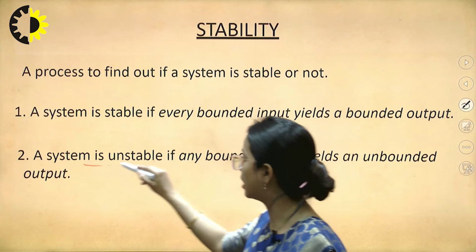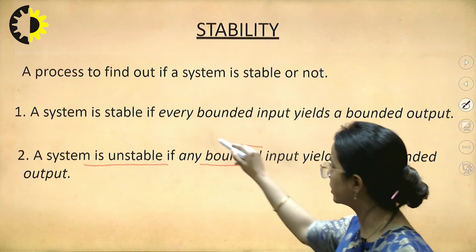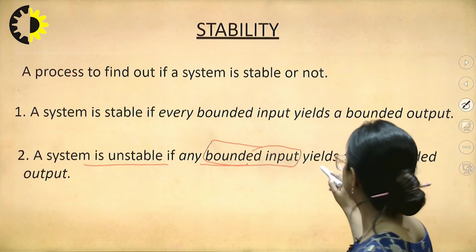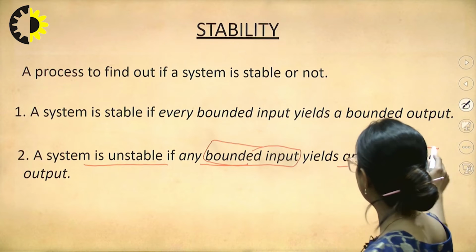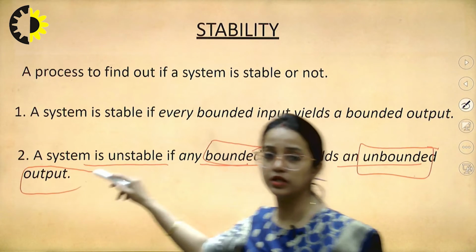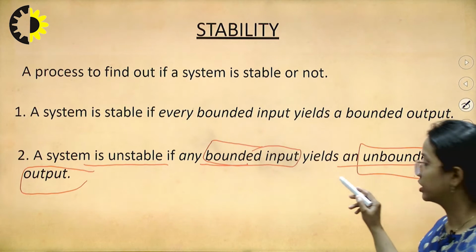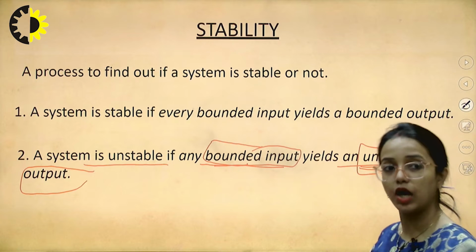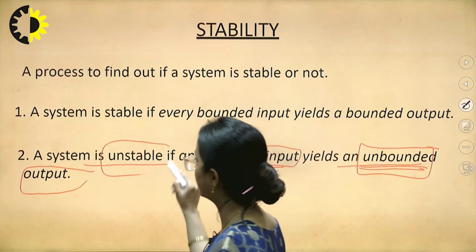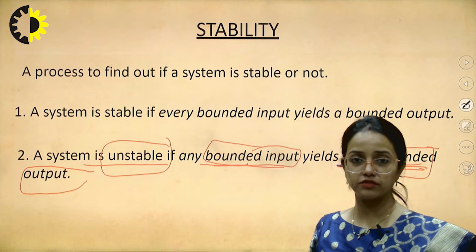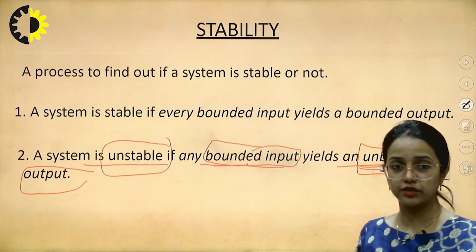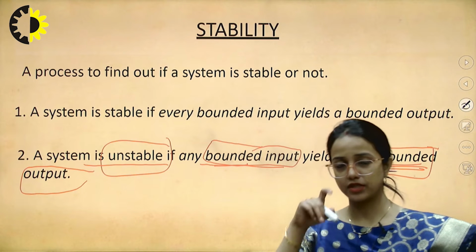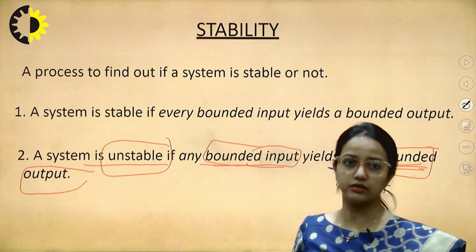A system is unstable if for any bounded input, meaning you are giving a bounded input, it still yields an unbounded output. So you are giving a stable and bounded input and it is producing an unbounded output. That particular system is called unstable. A system which will yield an unbounded output for a bounded input is called an unstable system. As simple as that, the condition of stability is quite clear now.